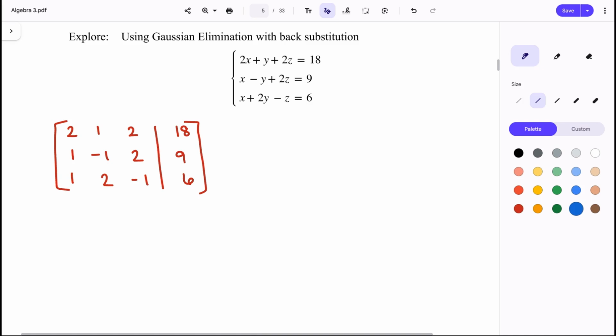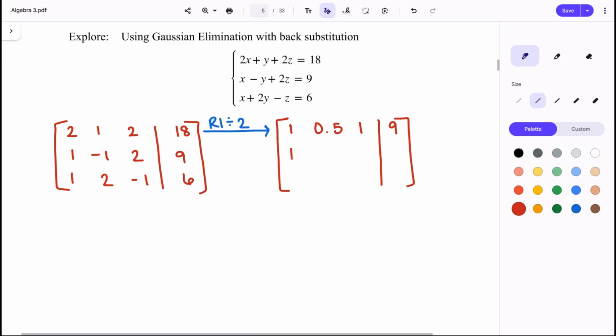So here's how I like to write it. I'll draw an arrow after the row, especially if I'm starting these from scratch. I like to draw an arrow next to the row that I'm going to manipulate here, and on my arrow, I like to write what I'm doing. So I'm going to take row 1 and I'm going to divide it by 2. You can also think of that as multiplication, like you're multiplying by a half. So if I take row 1 and I divide by 2, it's now going to say 1, 0.5, 1, and 9. The other 2 rows stay as is.